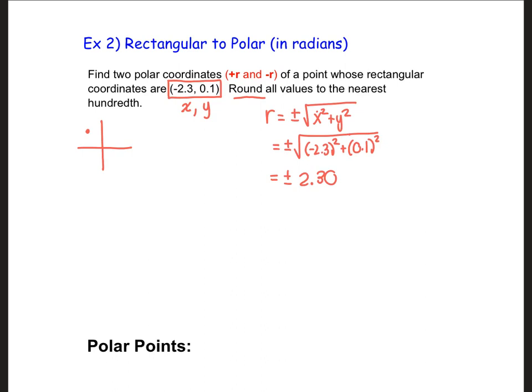Keep in mind, positive or negative. Okay, now to find our angle, we're going to set up our equation. The tangent of the angle is y over x. In other words, we will have to do inverse tangent of 0.1 over negative 2.3. And once again, we'll throw this into the calculator here.